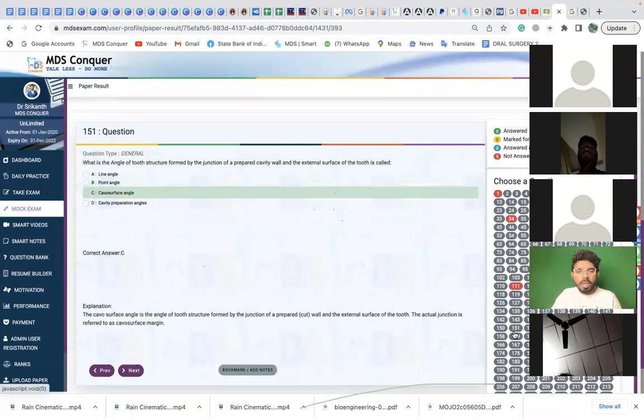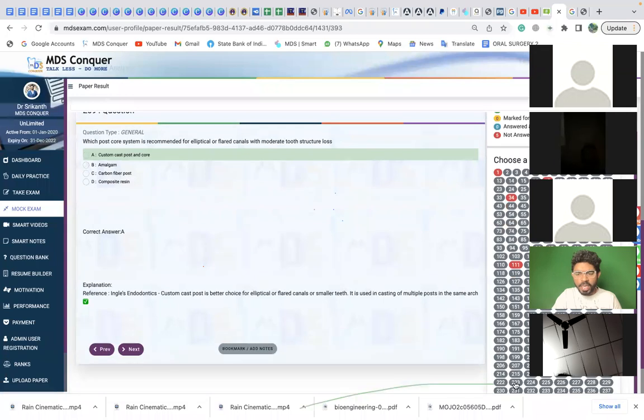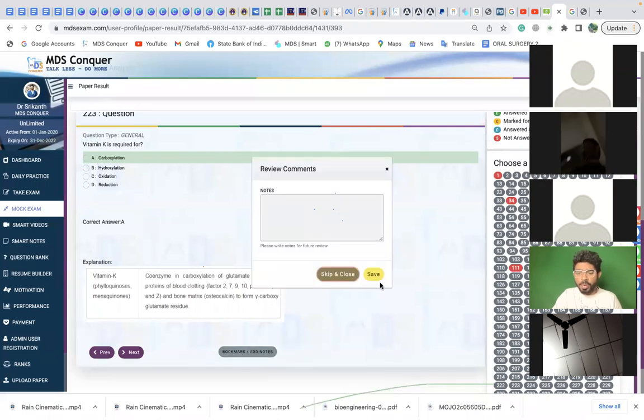Similarly, for example, any other one which I feel I need to revise, I'm going to check it and keep a bookmark. Okay, so vitamin K factors 2, 7, 9, 10 SC. I'm going to bookmark it. I'm going to revise this.